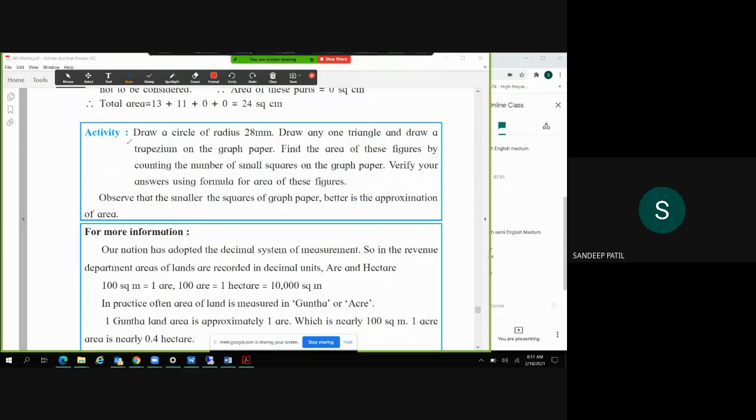Activity: draw a circle of radius 28 millimeter, draw any one triangle and draw a trapezium on the graph paper. Find the area of these figures by counting the number of small squares on the graph paper. Verify your answers using the formula for area of these figures.